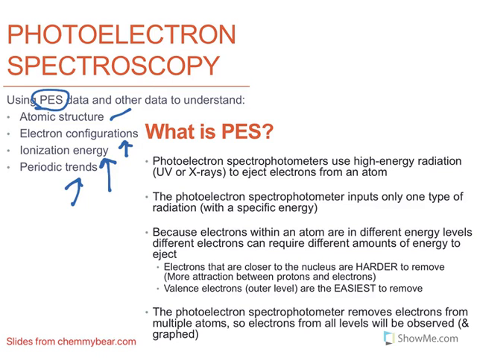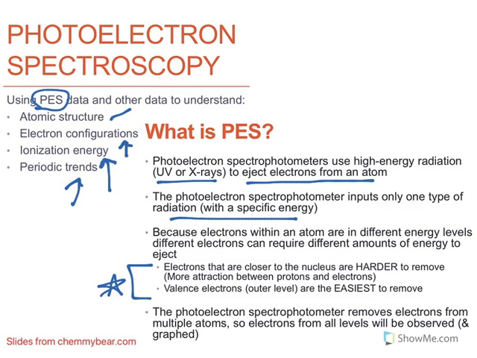So basically these photoelectron spectrophotometers use high energy radiation, we're talking about UV or X-rays, to eject electrons from an atom. So they're kicking these electrons out of the atom. The PES inputs only one type of radiation, so it's got radiation that's a really specific energy. And because electrons within an atom are in these different energy levels, different electrons require different amounts of energy to be ejected. And so here's really a key thing here.